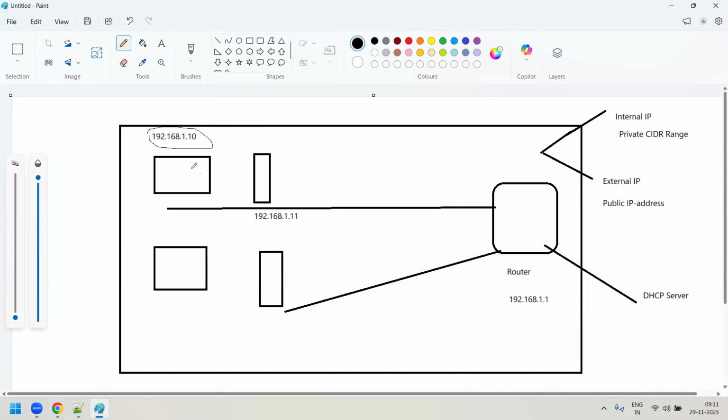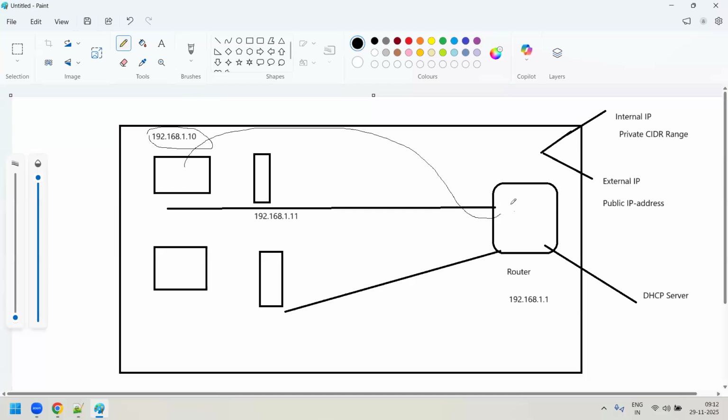Say this device, Rajesh, wants to connect to google.com. It understands that google.com has some other IP address, which we don't know, but it doesn't belong to our network, so it is outside. So it sends a packet to the router. The packet has the source 192.168.1.10, the IP that wants to connect to Google, and the destination will be google.com's IP address. So the router understands that this user with this IP address wants to communicate to the outside world.